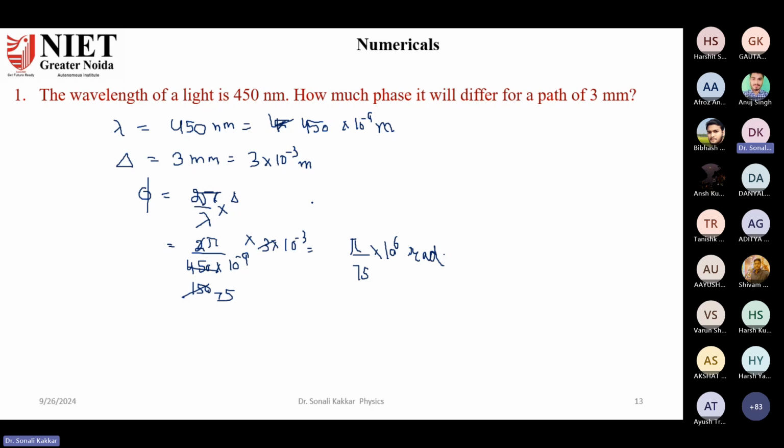Next numerical we'll do tomorrow. That is some interesting numerical. This was quite easy. The second is interesting.